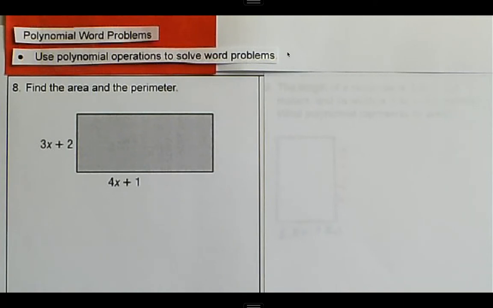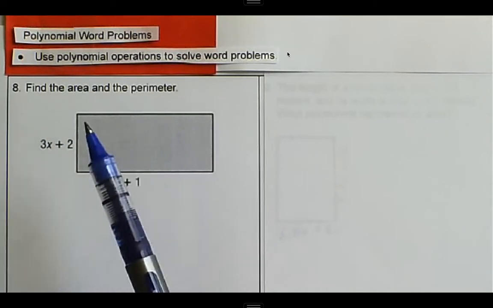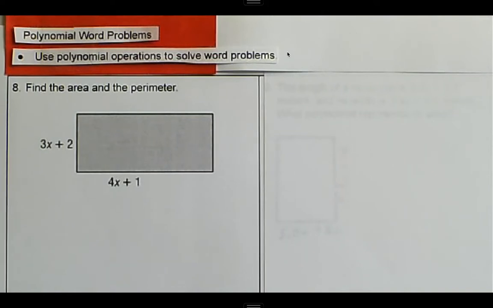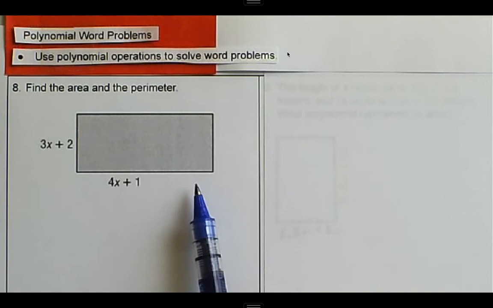Polynomial word problems. And here we have a simple word problem. Find the area and the perimeter. So we have two things to find. And we're given a rectangle with the length of 4x plus 1 and the width of 3x plus 2.